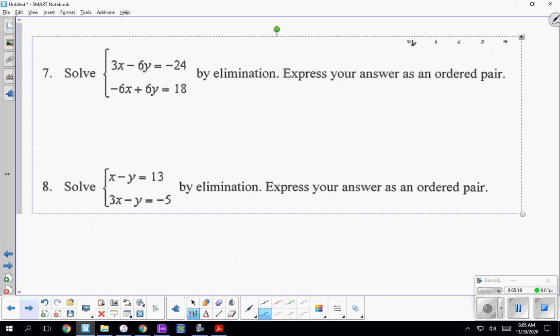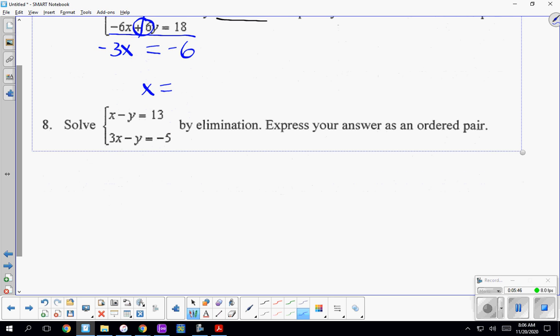Okay, number 7 says solve by elimination. Elimination, something should eliminate. So if we were to add these together, you can see here that 3 minus 6 is negative 3x. Negative 6 and positive 6 is why those get eliminated. And negative 24 plus 18 is going to give me negative 6. From here, I'm going to solve. I'm going to get x by itself, and then I'm going to plug it back in to find the y value.